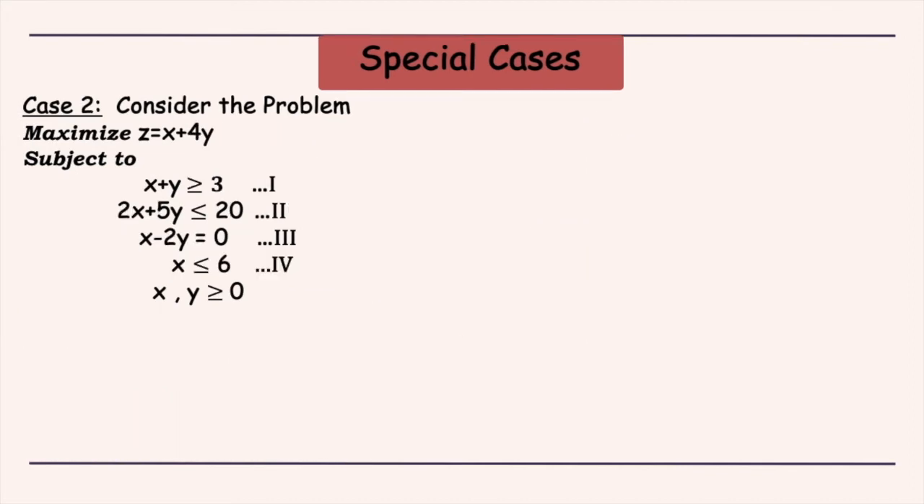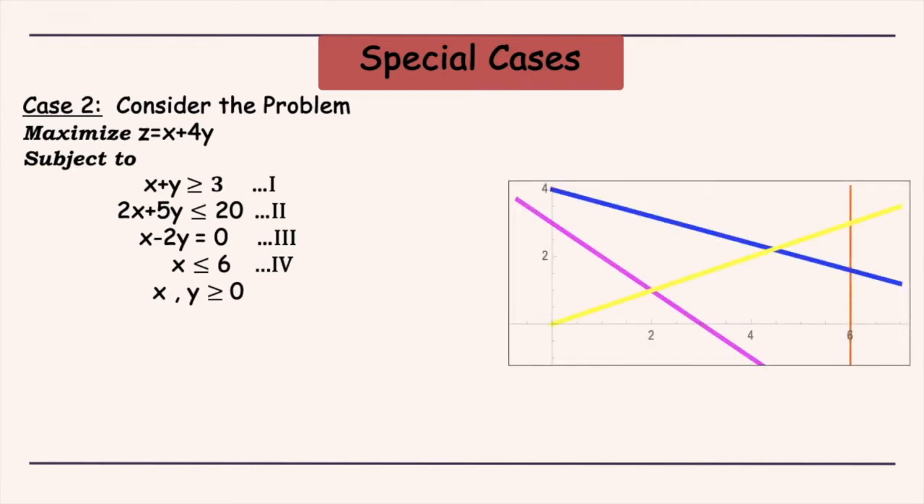Now let us take up the second case. In this case, we are going to maximize z, which is x plus 4y, subject to these 4 constraints. Here we notice that one of the constraints is an equality. So let's see what the feasible region is for this particular problem. Here again, corresponding to the first constraint, the boundary line is given by the magenta line and the feasible region is away from the origin in this direction, which is given here.